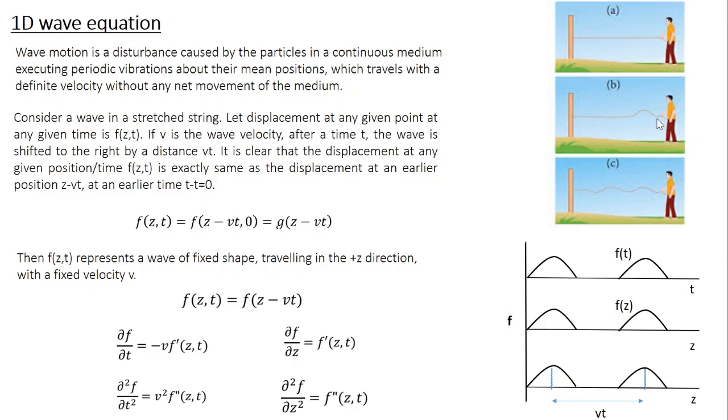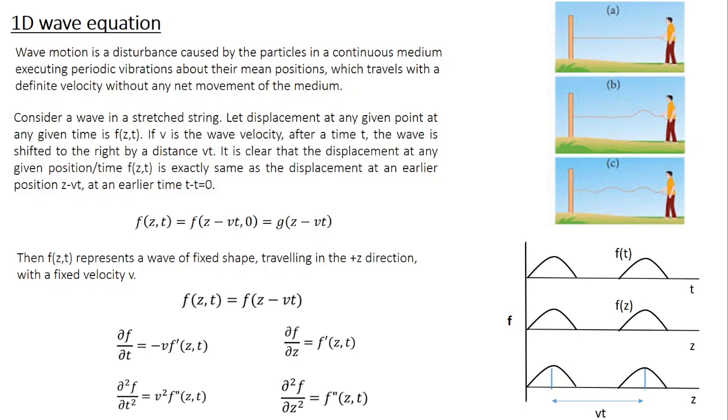Now, the wave motion can be characterized by the displacement of the string from the equilibrium position. And as you can make out, the displacement is perpendicular to the wave motion. This kind of wave is known as a transverse wave. On the contrary, if the displacement of the particle is along the direction of the wave, then that is known as a longitudinal wave.